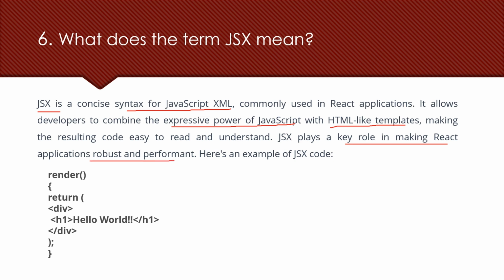This is the meaning of JSX. It makes the application robust and performant. Here is an example of JSX code, like how we can write JSX code. In this example, as you can see, this is the syntax for any React component, where we have one render method and one return method. And this h1 Hello World is JSX syntax.